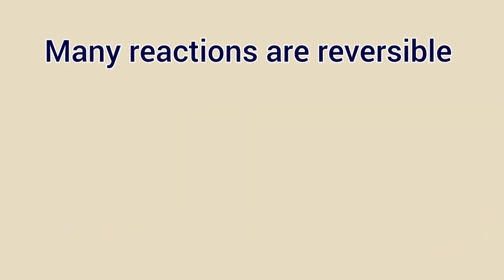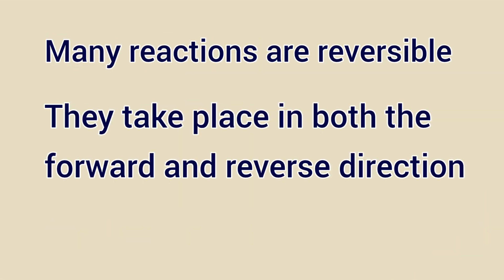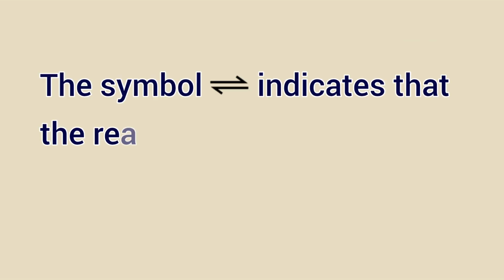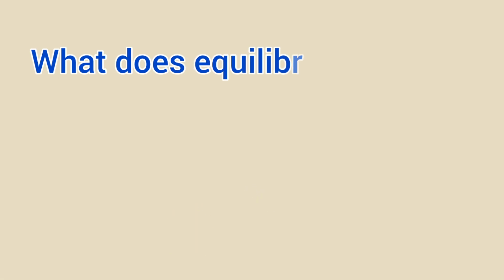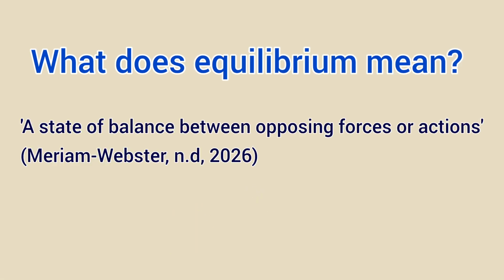Many chemical reactions are reversible. This means they take place in both the forward and reverse directions. This symbol indicates that the reaction is in equilibrium. But what does equilibrium actually mean? Merriam-Webster defines this as a state of balance between opposing forces or actions.